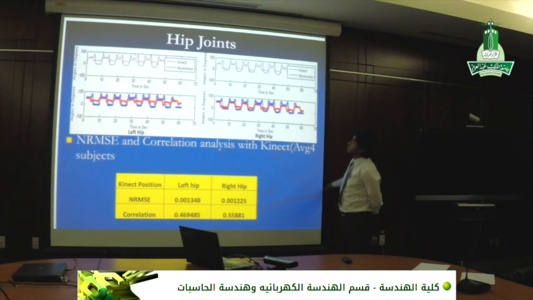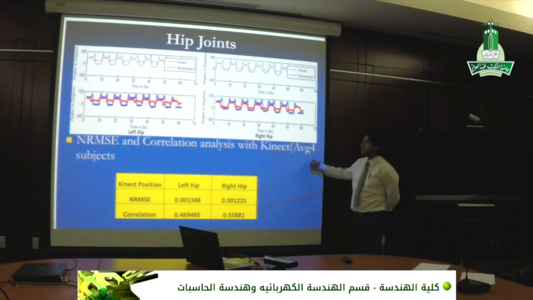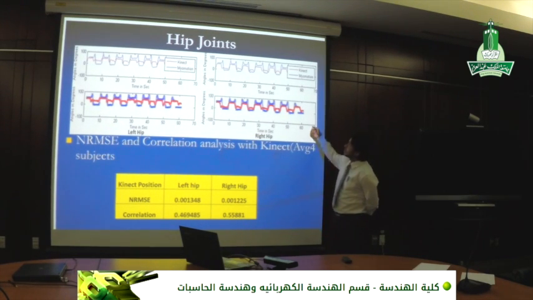In this figure, we talk about the hip joints and the normalized root mean square and correlation values that were generated. The blue bar.